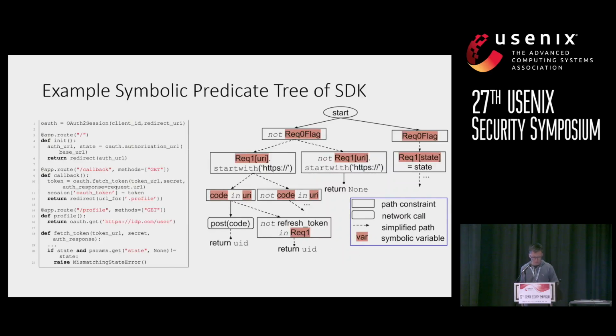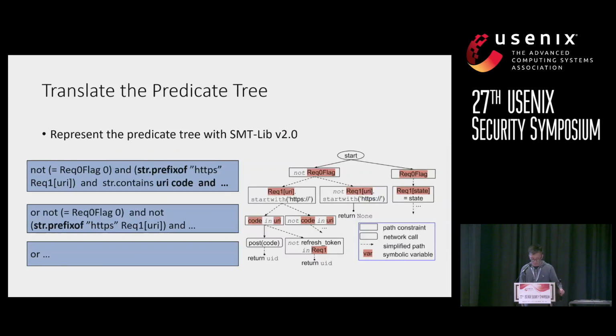Okay. After that, we combine those paths as a tree. Each node is a condition. And we then represent the predicate tree using SMT library language. For each path, we just use AND operation to combine those predicates.